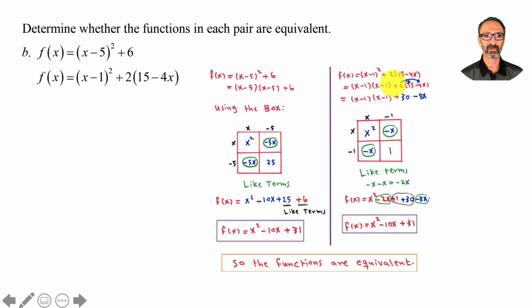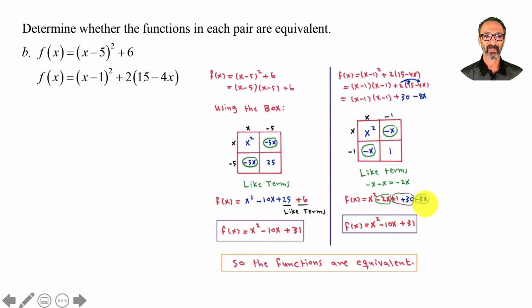Let's go to the second one. Here I'm using distributive, and here I'm using the box. X minus 1 times x minus 1. As you can see, it simplifies to minus 2x when you combine like terms. So this right here will give you x squared minus 2x plus 1. And this right here, distributive, will give you 2 times 15, 30, and 2 times negative 4x is minus 8x down here in blue.